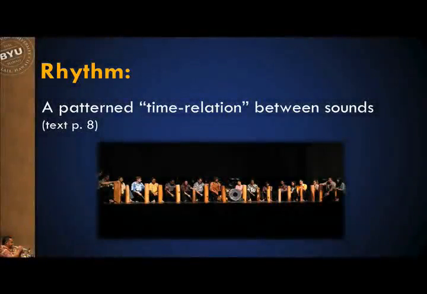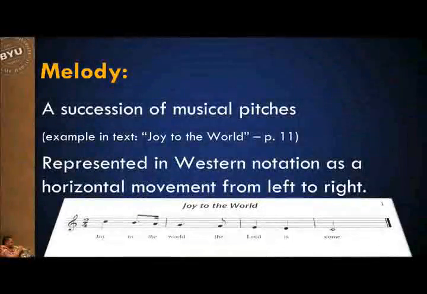Now, rhythm is a patterned time relation between sounds. To try to understand that a little better, it is sound organized into certain time relationships. An example is in a hymn book. If you see a certain kind of note and another kind of note that represents pitches that go twice as fast, or rhythms that go twice as fast as the first note, you have a relationship between them based on time, based on duration.